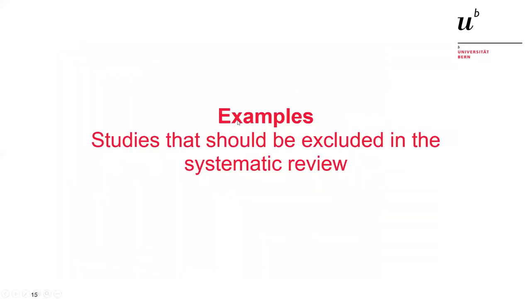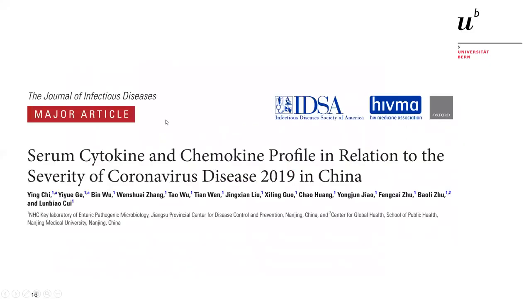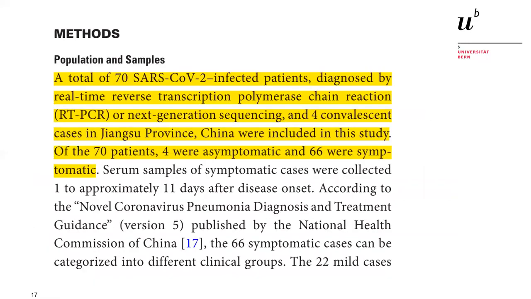And now I'm going to show you a couple of examples of studies that should be excluded from our systematic review. This is the first article. This article doesn't have an abstract, so we have to go straight to the methods section. They said that they included a total of 70 SARS-CoV-2 infected patients. So this is one of our exclusion criteria. These patients were already diagnosed. It's not a screening study where they tested everyone.